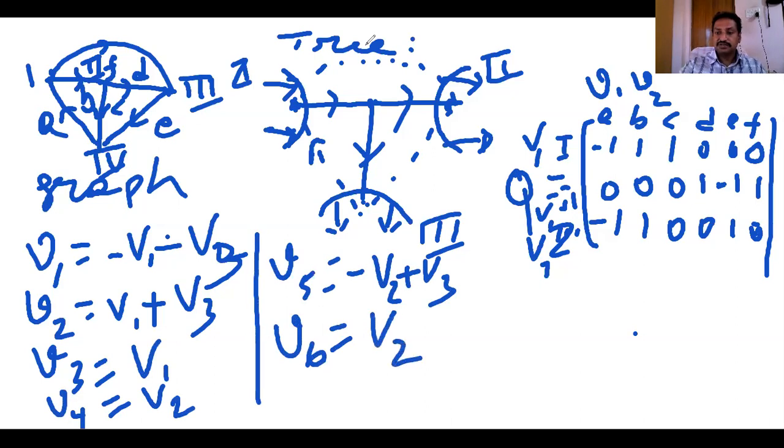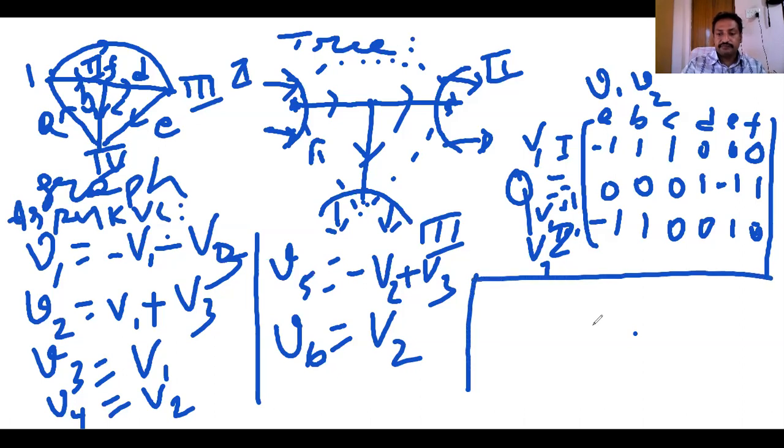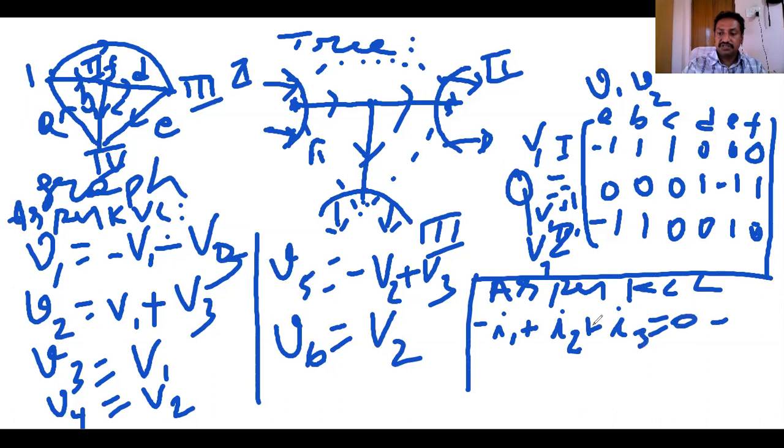So this is about V1, V2, V3, V4, V5, V6. Then apply KCL, as per KCL: minus I1 plus I2 plus I3 is equal to 0, equation 1.